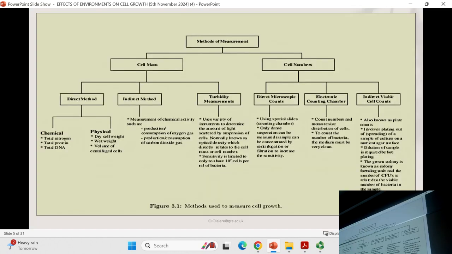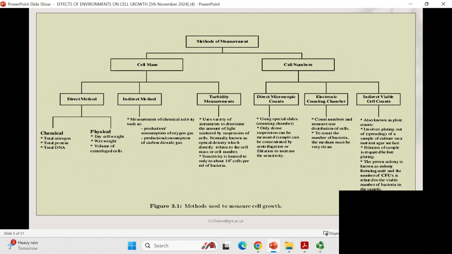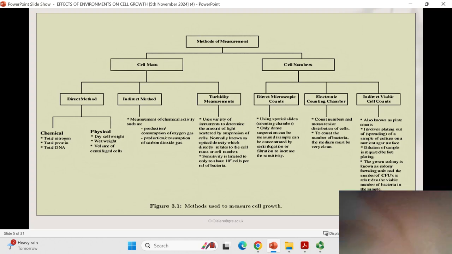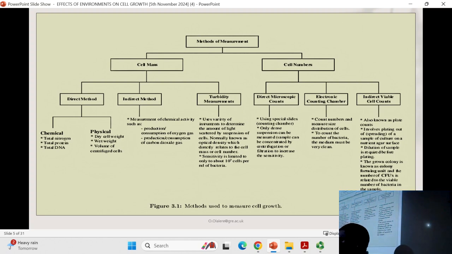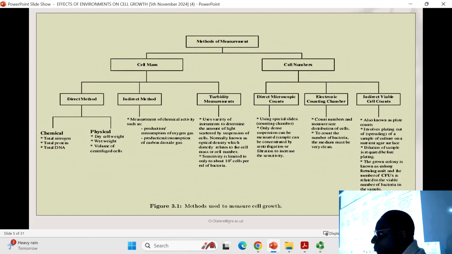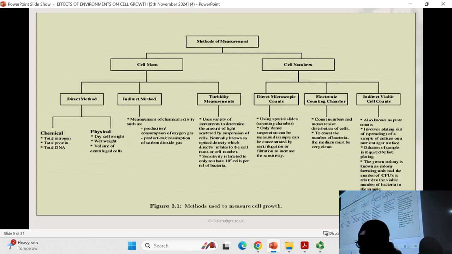Then for this measurement, I told you we can measure cell growth by measuring cell mass or cell number. For cell mass, we have the direct method, indirect method, and turbidity measurement. And for cell number, we have the direct microscopic method and the electronic counting chamber. This is just the summary of how to measure cell growth.